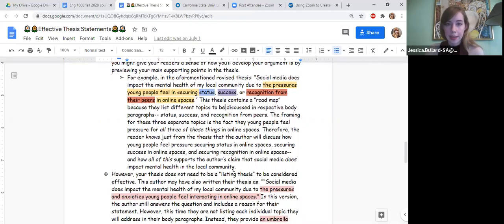And like I said here, therefore the reader knows just from the thesis where they're going to go with the essay. And that's really important, because before we dive into your actual support in your body paragraphs, we need to feel comfortable knowing where you're taking us, right? We want to know the direction you're heading in.